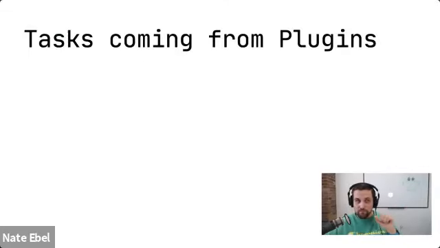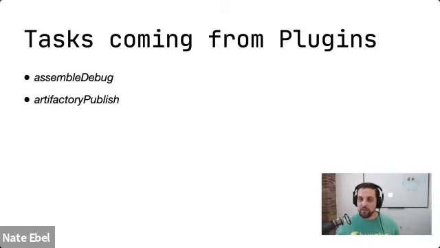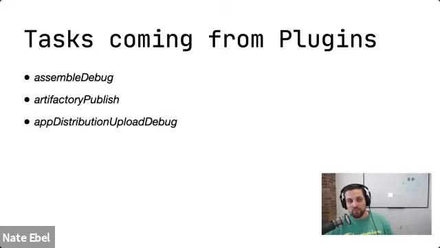So finally here, then, we have tasks that come from plugins. And these might be things like assemble debug that we already looked at. So this is an example of a task that might be coming from the android-gradle plugin. We might have an Artifactory publish task coming from the Artifactory plugin that might help us publish our library jars to some internal Maven repository. App distribution upload debug is an example of a task coming from the Firebase app distribution plugin.